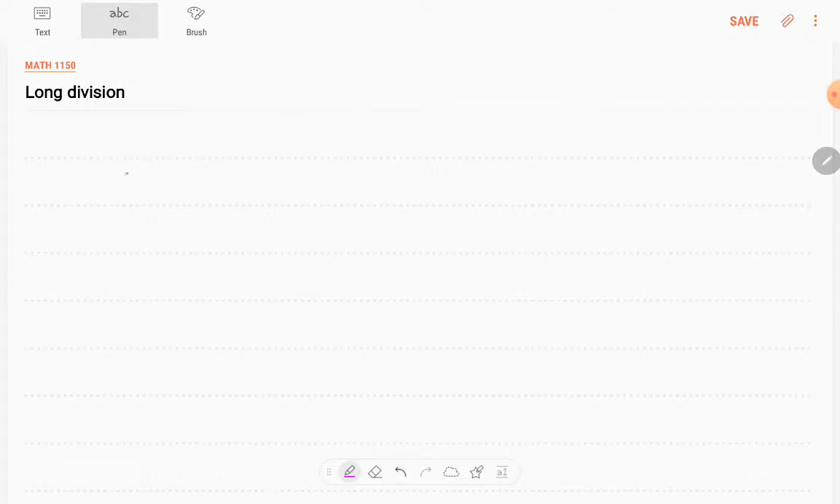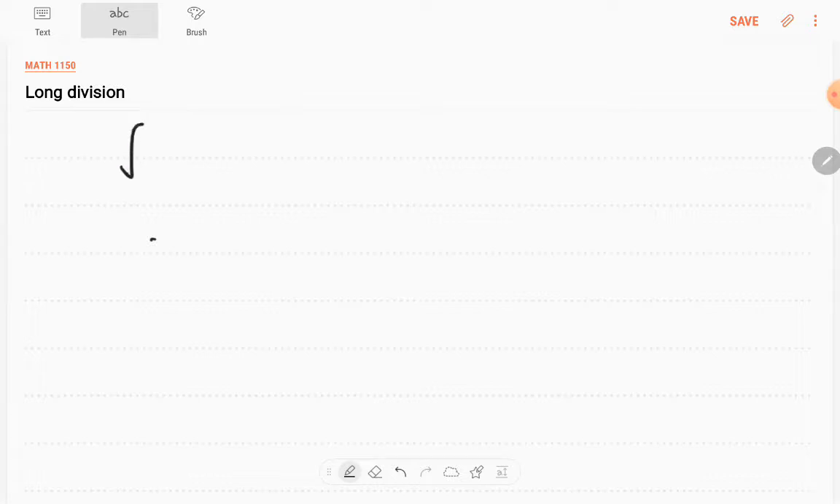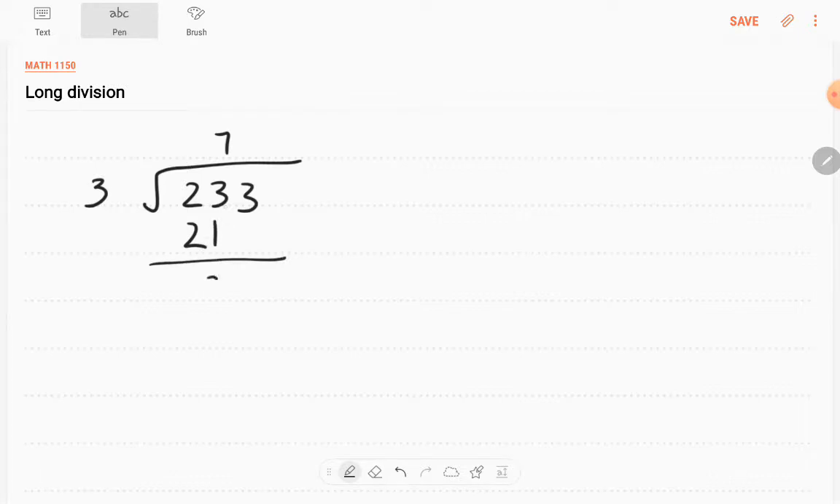And the general division we already know, which is if you have 233 divided by 3, so you have 7 here. This is 21. Take subtraction, you have 2, 3, and 7 again, and this is 21, and the remainder is 2, right? Everyone should be familiar with that.